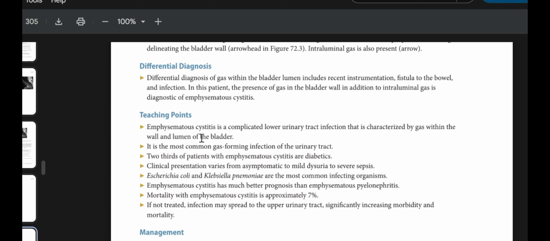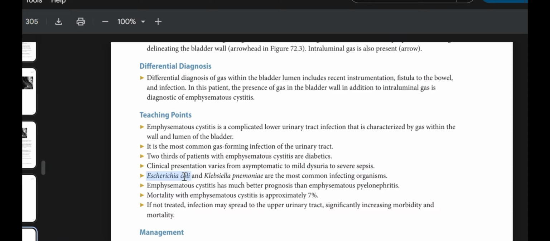So, emphysematous cystitis is a complicated lower urinary tract infection that is characterized by gas within the wall and within the lumen of the bladder. It is the most common gas-forming infection of the urinary tract. Two-thirds of patients with emphysematous cystitis are diabetic. Clinical presentation varies from asymptomatic to dysuria to severe sepsis.